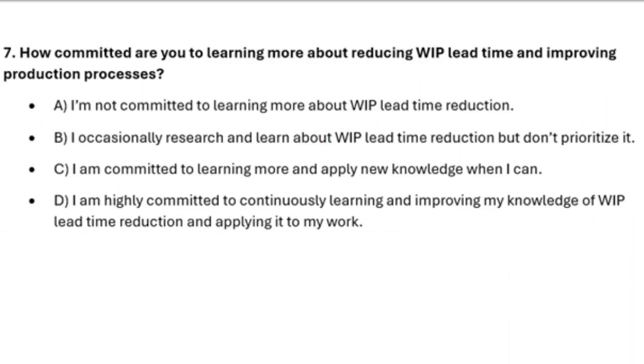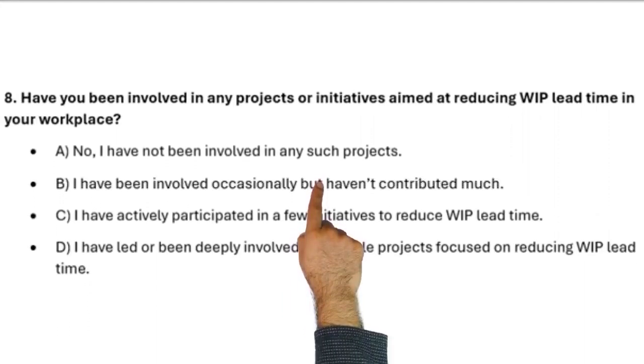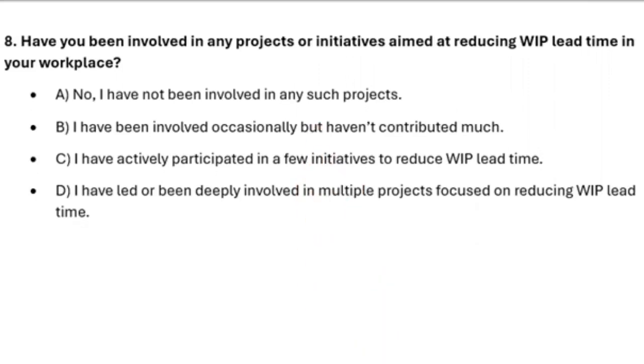7. How committed are you to learning more about reducing WIP lead time and improving production processes? A. I'm not committed to learning more about WIP lead time reduction. B. I occasionally research and learn about WIP lead time reduction but don't prioritize it. C. I am committed to learning more and apply new knowledge when I can. D. I am highly committed to continuously learning and improving my knowledge of WIP lead time reduction and applying it to my work.